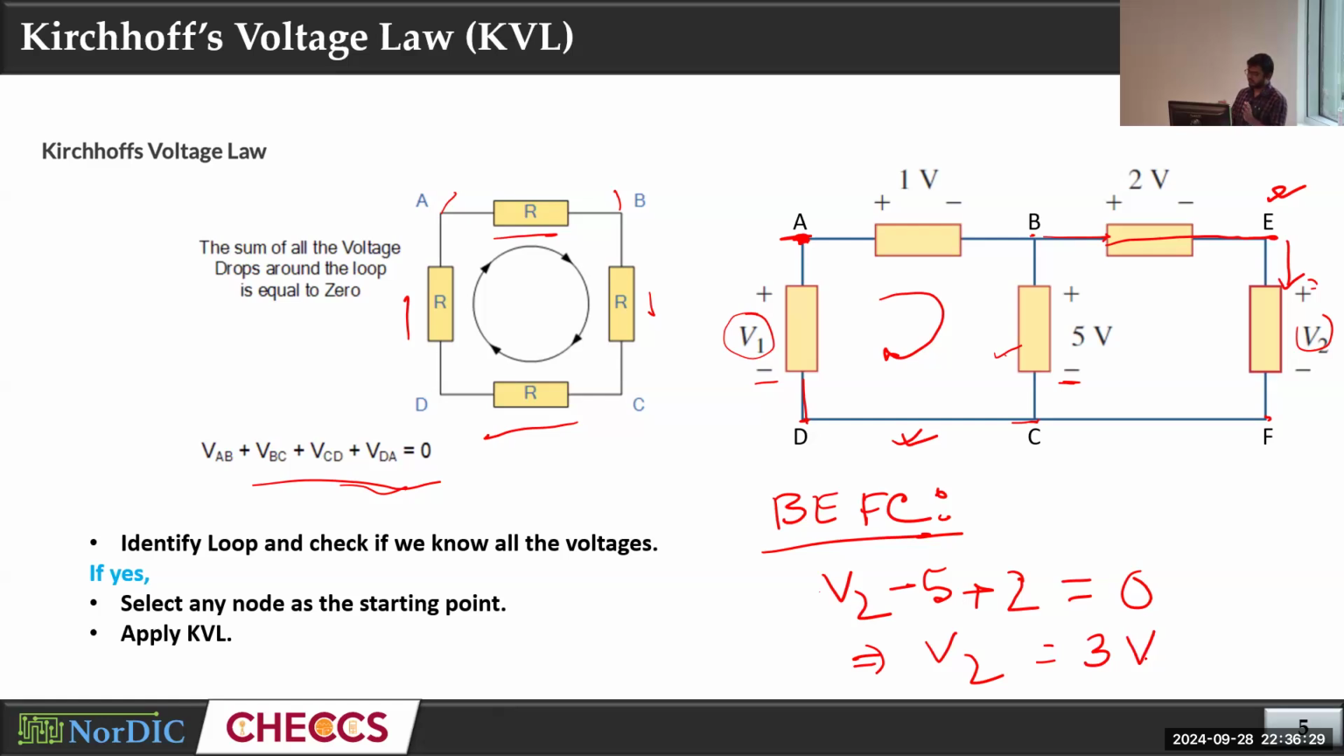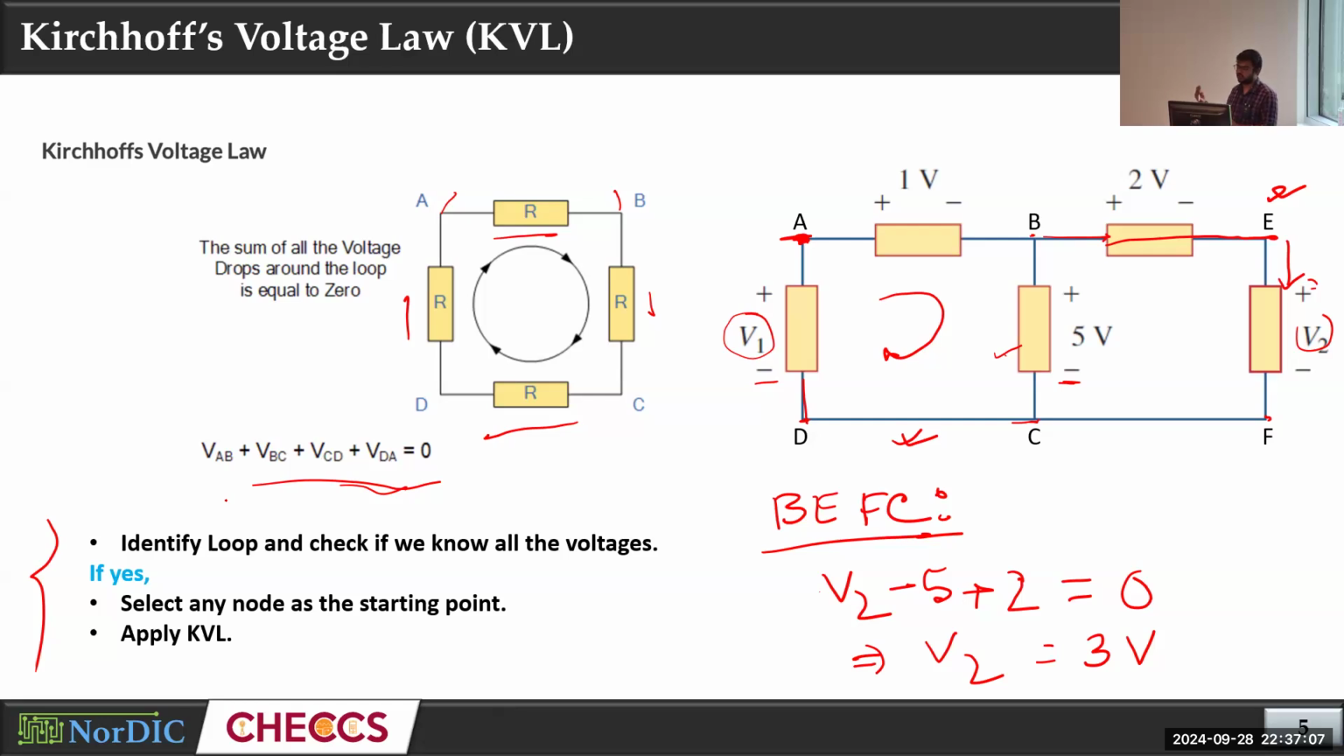So can you write simple KVLs for this type of loops? Will you be able to do that? Right. So I'll review. This is important. You have to first identify the loops. How many loops are there in the circuit? For each loop, you will have this type of KVL equations, one for each loop. So if you have 2 loops, you have 2 KVL equations. And to write those KVL equations, you will always have to first check if you know all the voltages in that loop. If you know all the voltages, then you can directly jump to writing the KVL equations.